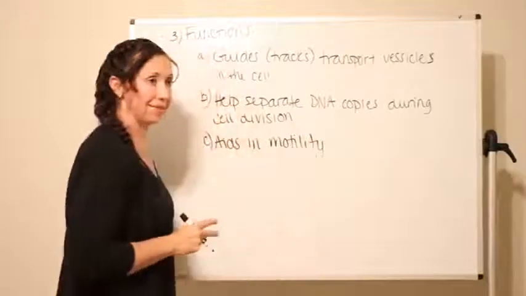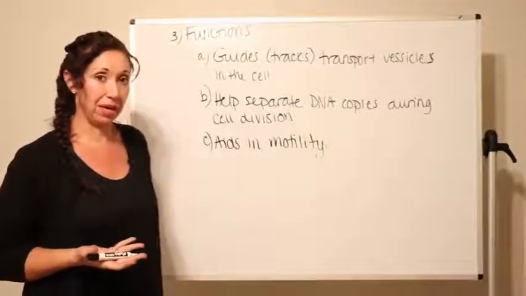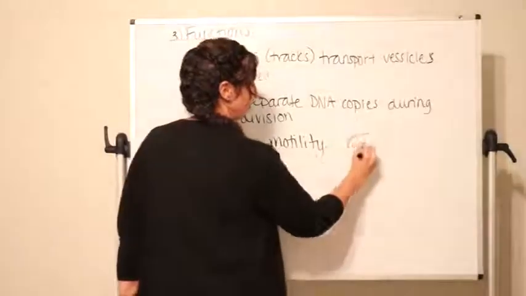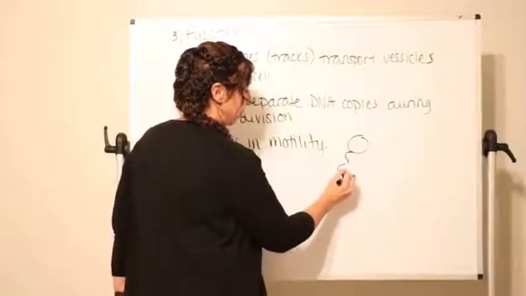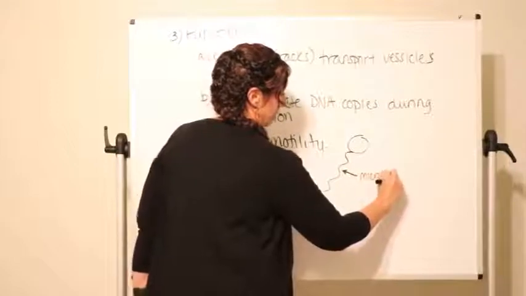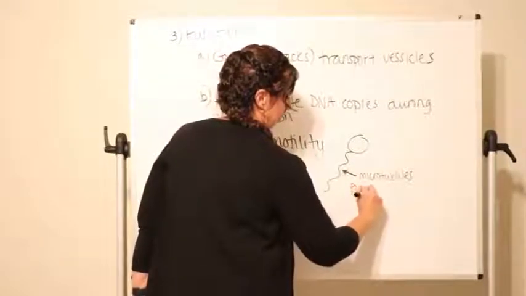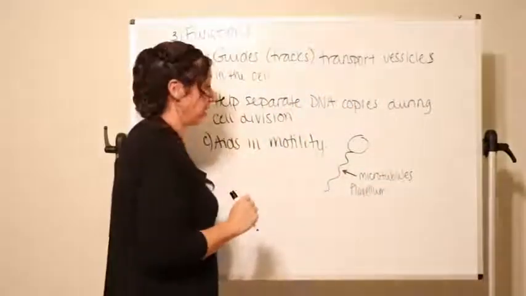The most famous moving cell, one of the only moving cells in the human body, in males at least, would be a sperm. So if you have a sperm cell and you have that long flagellum, this whole thing is made of microtubules essentially. So this is the flagellum. And it aids in movement so this cell knows where to go.